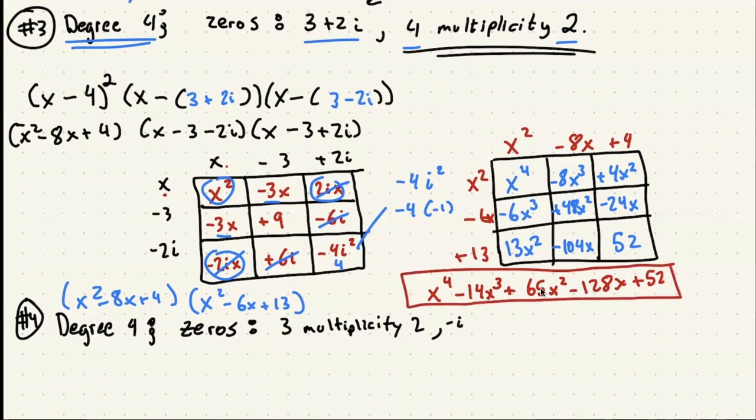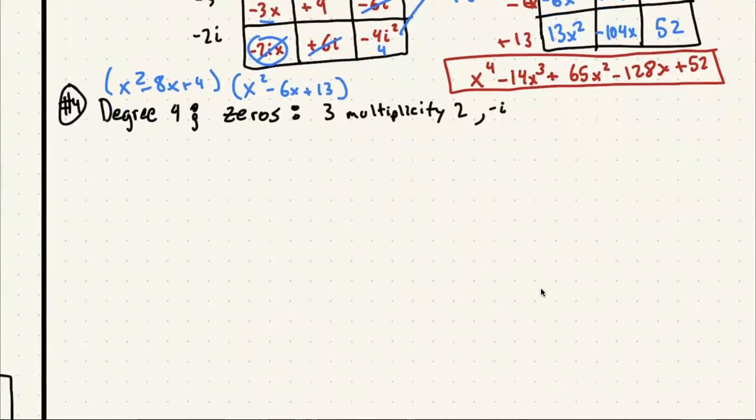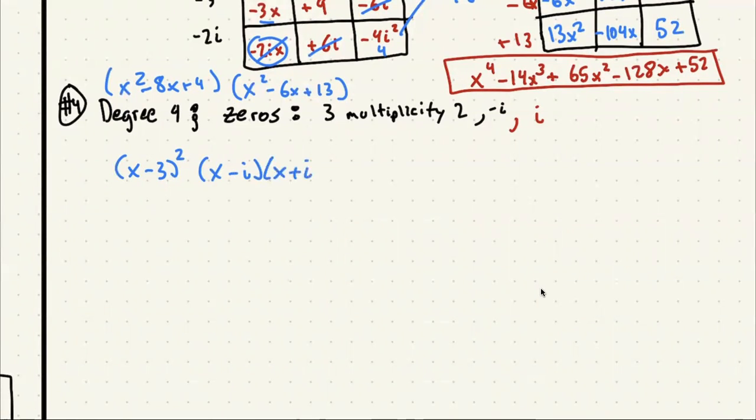All right, we're going to go ahead and try this one again. This next one. So once again, we have another polynomial, degree 4 with zero 3 with multiplicity 2 and -i. So we have -i, we should also have +i. Okay, and so we have x minus 3 with multiplicity of 2, and then x minus i, x plus i.